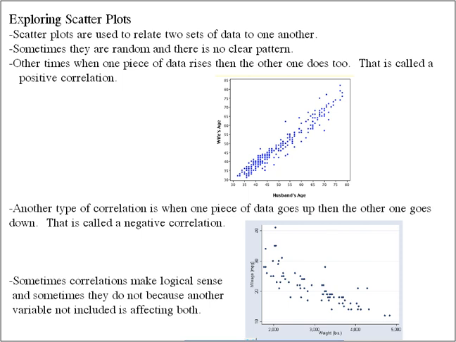Let's talk about scatter plots. Scatter plots are used to relate two different sets of data to one another. Sometimes they're random, and sometimes they aren't. There are different examples, and they're pretty easy to recognize once you see them. So this is one set of data, this is another set of data, and this is a husband's age versus a wife's age. And they don't always match up in a straight line.